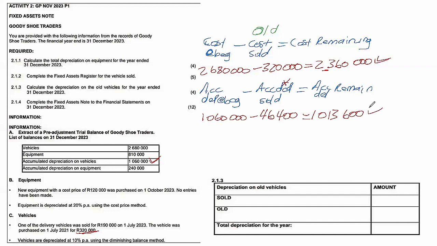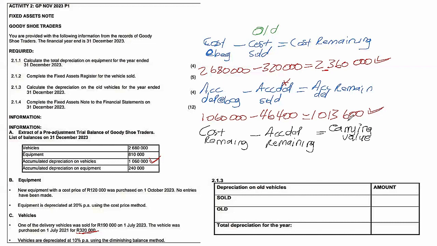So now you have your cost remaining. You also have your accumulated depreciation remaining. Thereafter, remember, you are using the diminishing balance method. So now it's going to be cost remaining, you subtract accumulated depreciation remaining, and then you will get your carrying value.